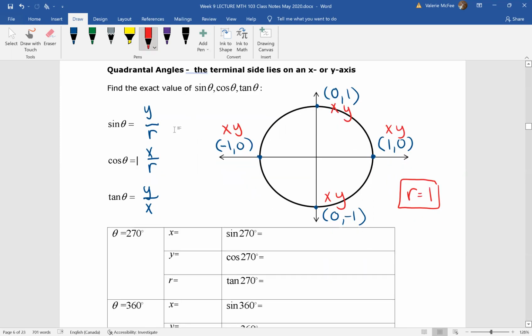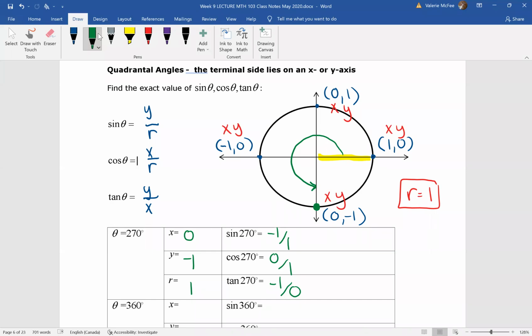We're looking at our first question. Theta is a positive 270 degrees. We always start here at 0 degrees. Positive 270, 90, 180, 270 right here. Find sine, cosine, and tangent of 270 degrees.